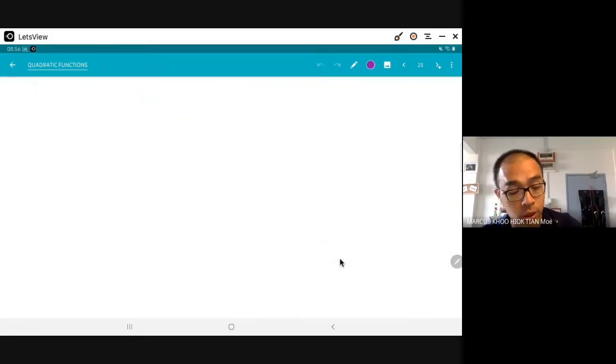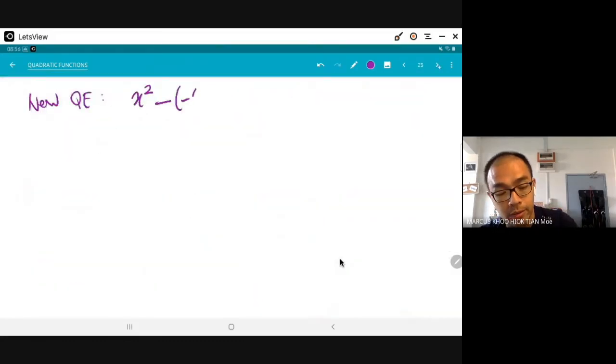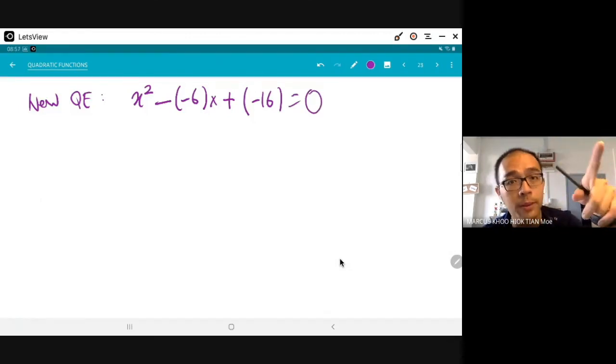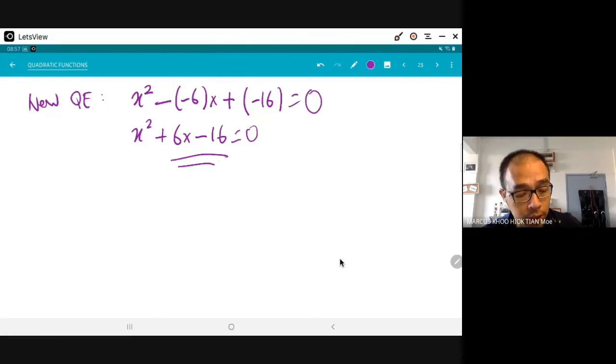So our new quadratic equation will be x squared minus, our SOR is negative 6, negative 6x plus our new POR, negative 16, equals to 0. Look, the template does not change. Only the numbers change. Be very careful with that. Then you simplify: x squared plus 6x minus 16 equals to 0. That's our final answer.